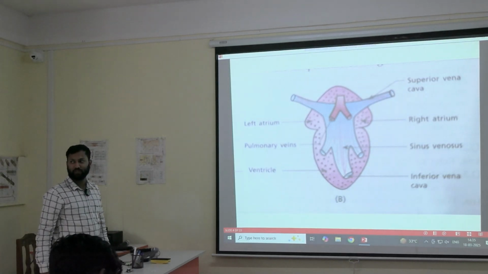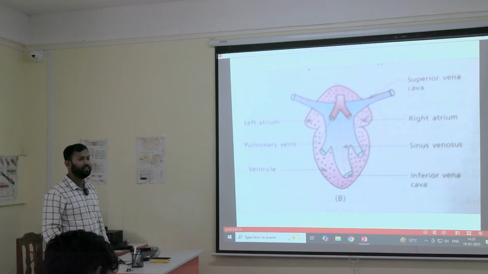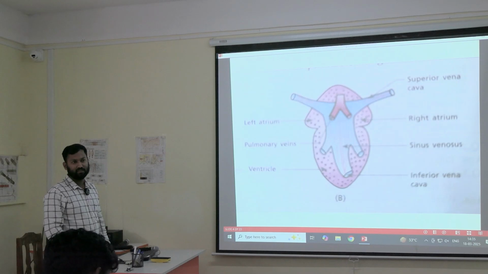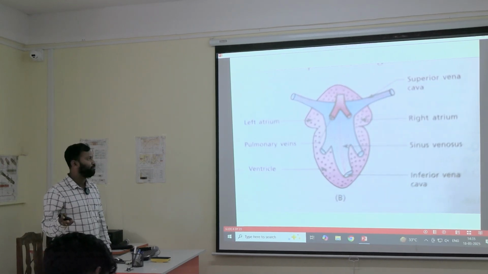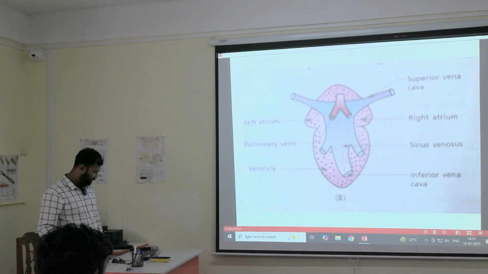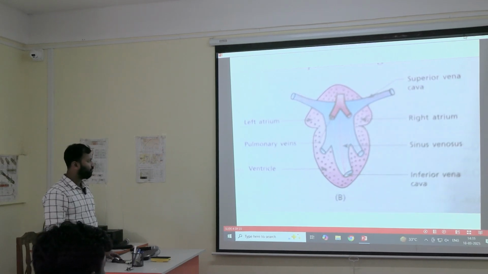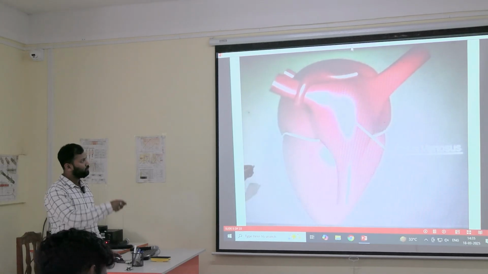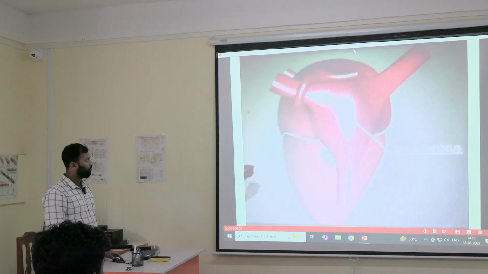What is the SA node responsible for? What is its function? So everything else can do electrical conduction, na? AV node is also there. Then Purkinje fibers are also there. SA node starts the electrical conduction. It is the first part which starts the conduction in the heart. So the SA node is present in the sinus venosus. So here it is highlighted the location of the sinus venosus.